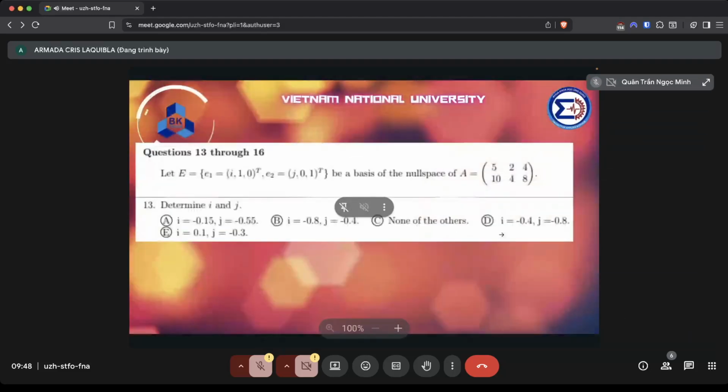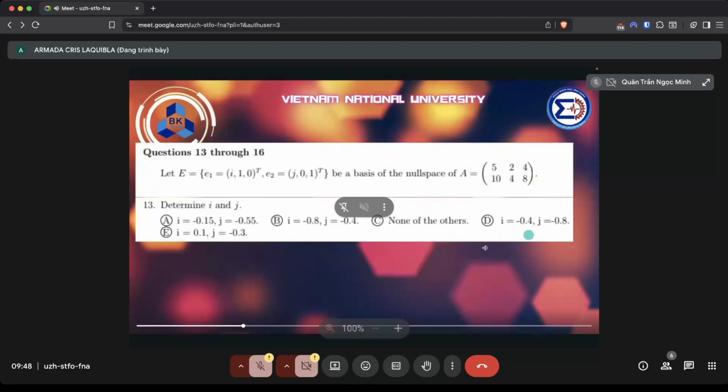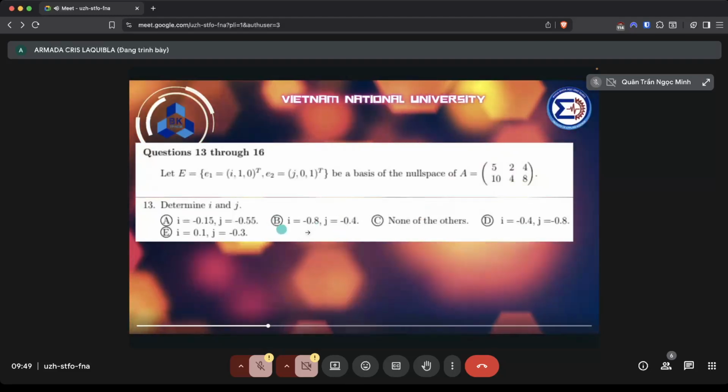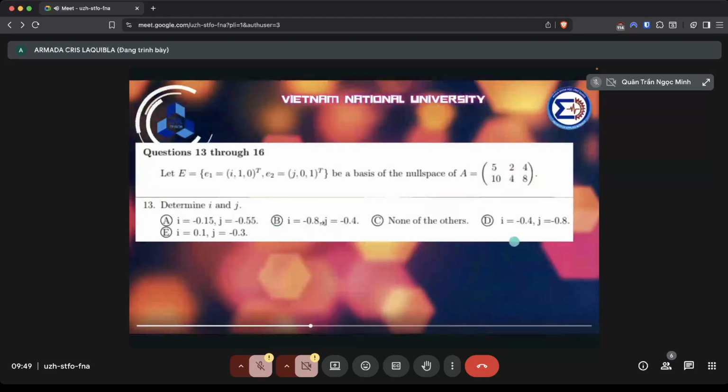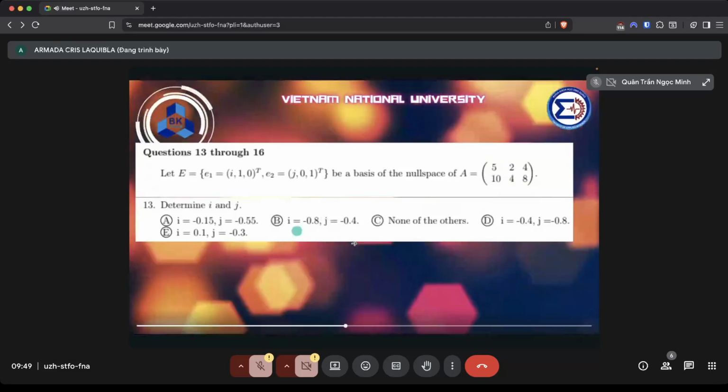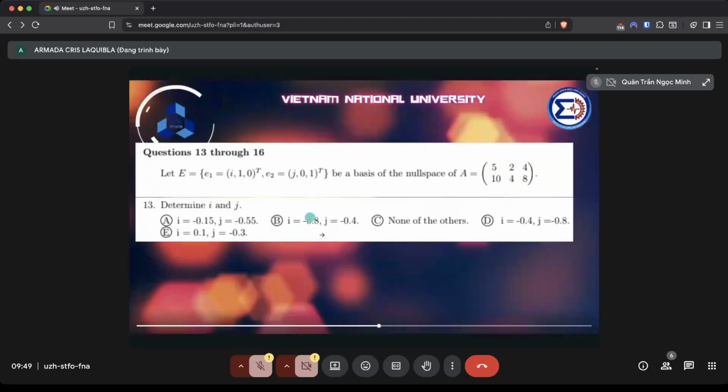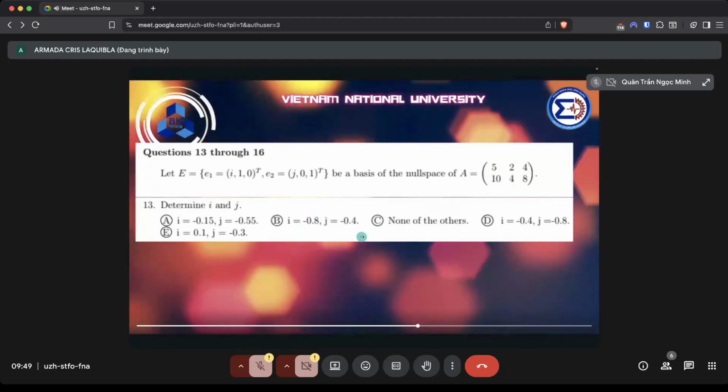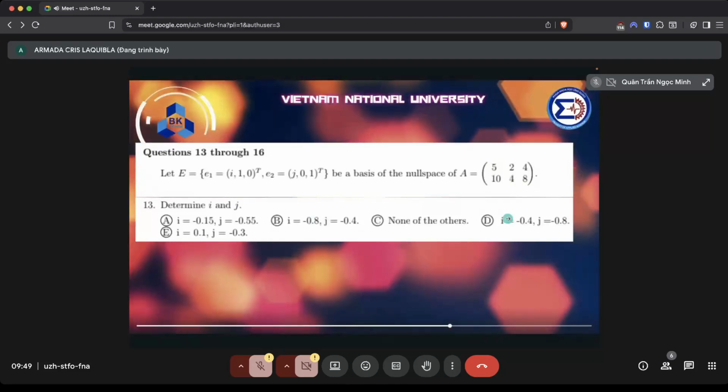It's here. So please do not be confused because as you can see, B has almost the same numbers, but they are interchanged. I here is 0.8 and then J is negative 0.4. So D is the only answer.